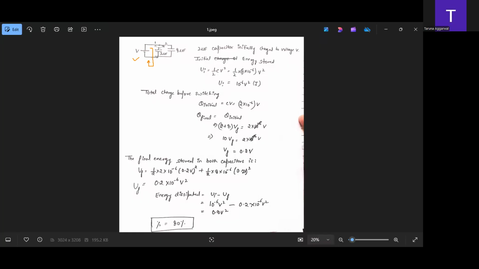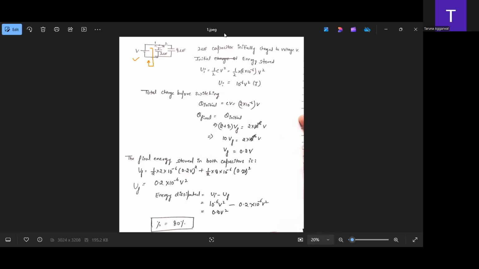So what is the capacitance value? 2 microfarad. So the value of initial energy stored is 10 to the power minus 6 V square. We don't know the value of V, so we are just taking the value V square Joule, right? Now, as we know, charge is neither destroyed nor created. It is only conserved. So initial charge is equal to the final charge.